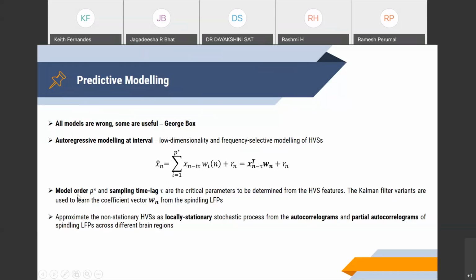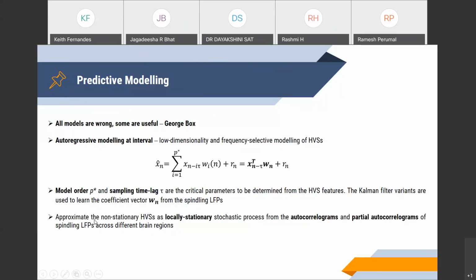The model order is very, very important, because the model order determines the spectral resolution, and it can be learned by this model. The Kalman filter can be used to learn the model coefficients from the training data set, and we'll use the offline learned model in the algorithm.